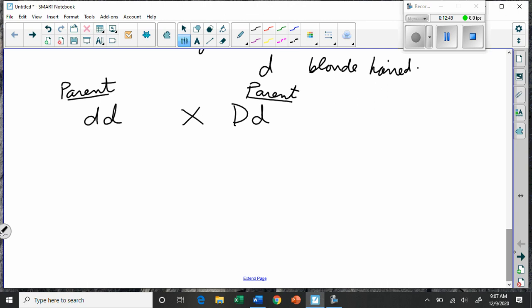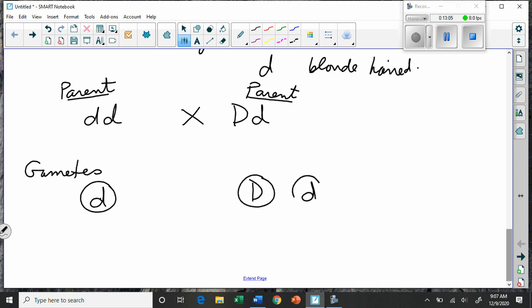It's pretty obvious that for the gametes, this parent can only produce a small d. There's no other option. No matter what sperm or egg it makes, it's going to get one or the other. But the parent over here can produce both a capital D or a small d, depending on which way they split. So some of its sperm or eggs will have big Ds, and some of them will have small ds, right? Some will carry the recessive allele.